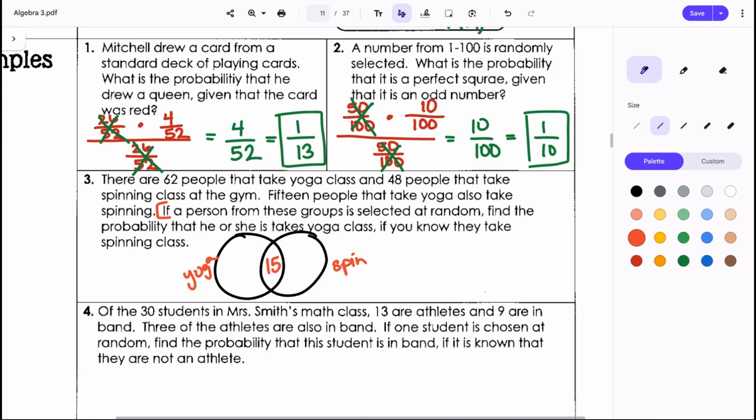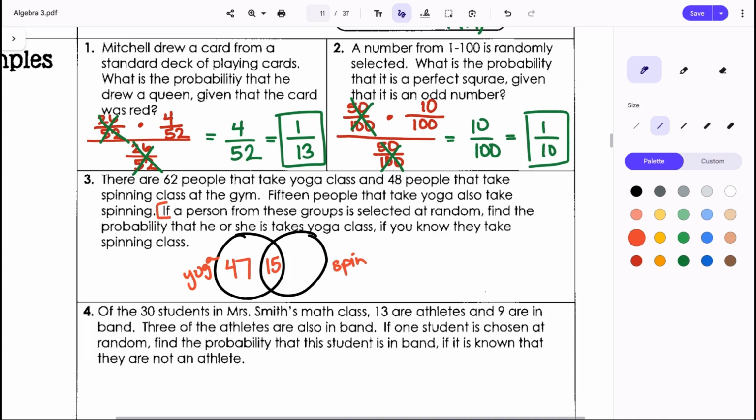So it said that there's 62 people who take yoga, but there's already 15 people who take both. So I don't want you to put 62 in here because then you're double counting people. We have to take 62 and subtract away the 15 that we know take both classes. So what is 62 minus 15? 47. So there's 47 people who only take yoga and nothing else.